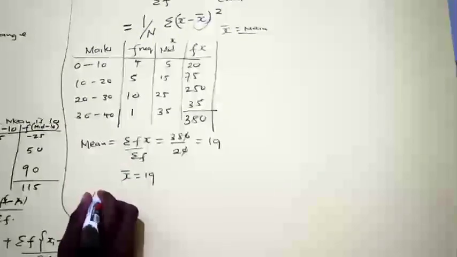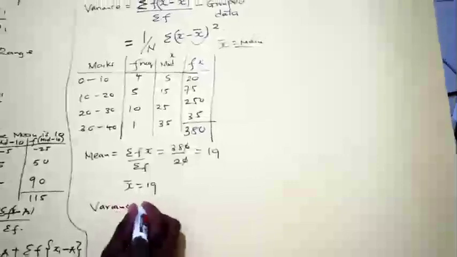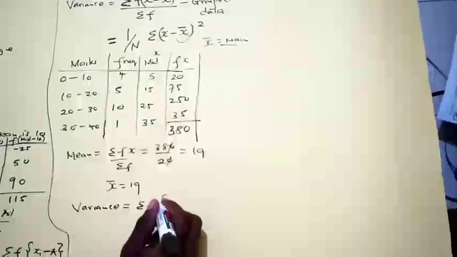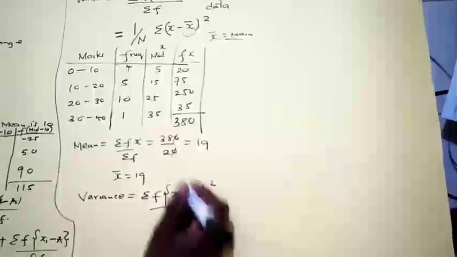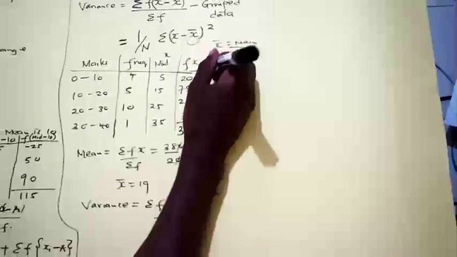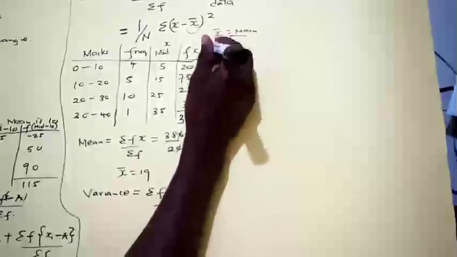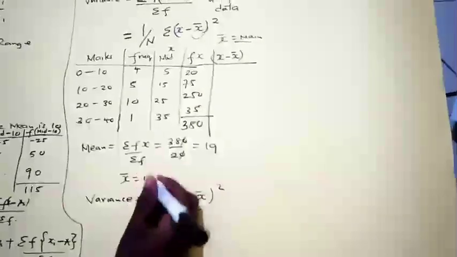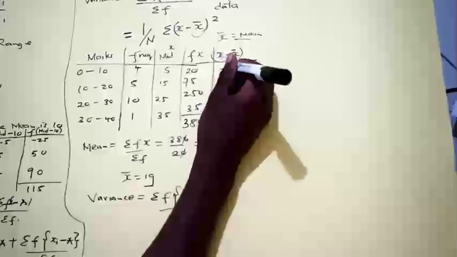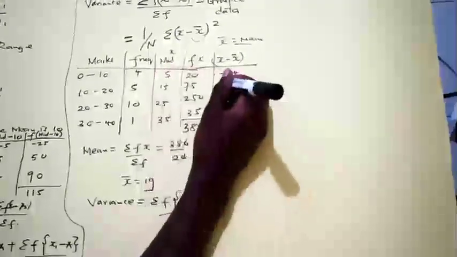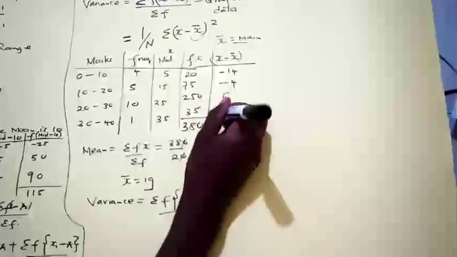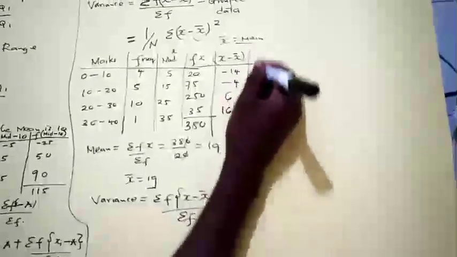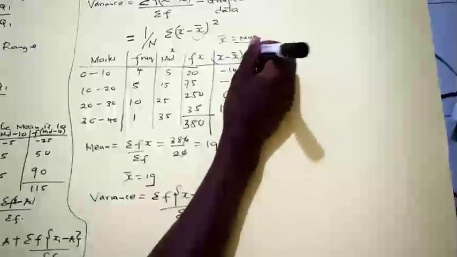So we add another column because our main agenda is to find the variance. And the variance we are talking about is the summation of f into (x minus x bar) squared over the summation of f. So we're going to find another column, x minus x bar. Our x bar is 19. So we have 5 minus 19, which is negative 14. 15 minus 19, which is negative 4. 25 minus 19, which is 6. 35 minus 19, this is 16.